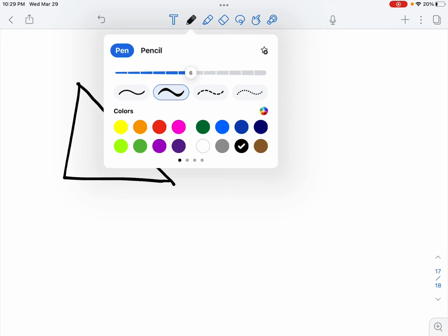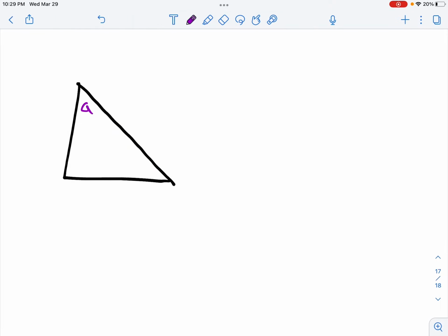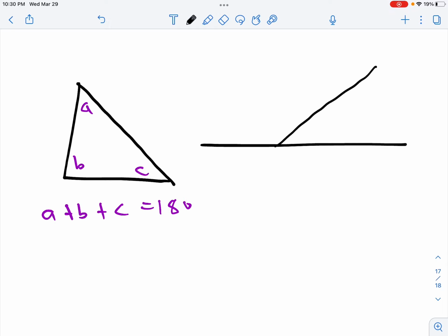The first one is that the angles in a triangle will always add up to 180. So angle A plus angle B plus angle C always equals 180. The second fact has to do with what's called a linear pair. Here, these angles, angle X and angle Y, will always add up to be 180.